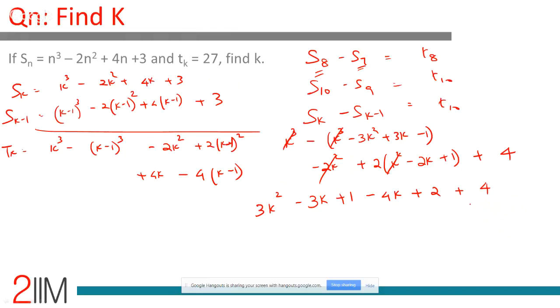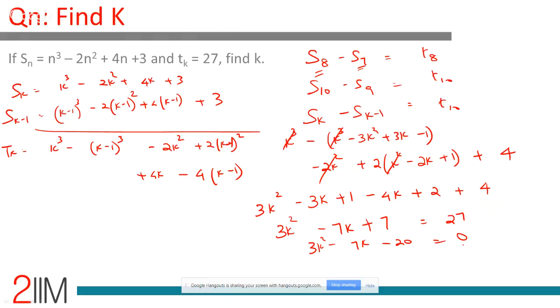3k square minus 3k plus 1 minus 4k plus 2 plus 4. This is 3k square minus 3k minus 4k, which is minus 7k. So 3k square minus 7k, and 1 plus 2 is 3, plus 4 is 7, plus 7. This is equal to 27, or 3k square minus 7k minus 20 equal to 0.